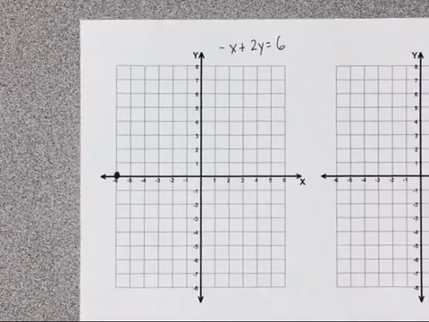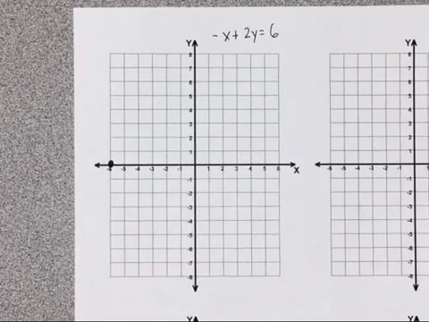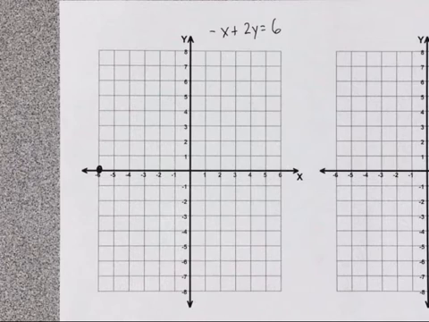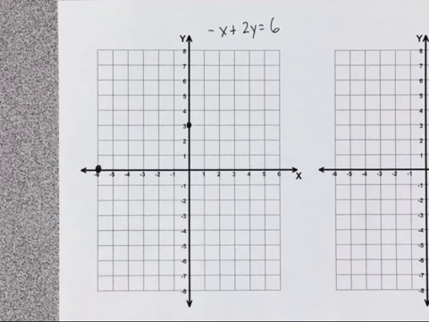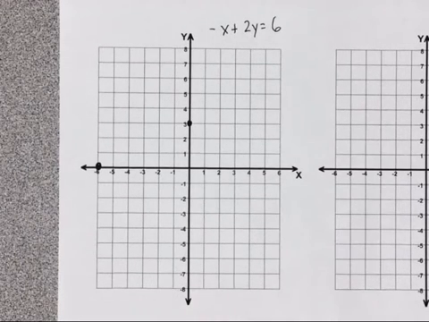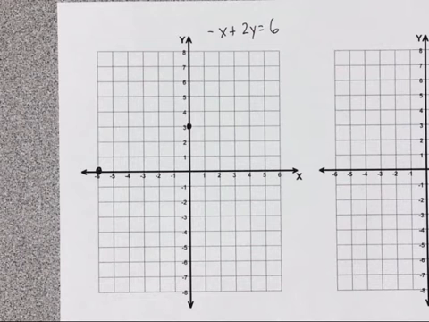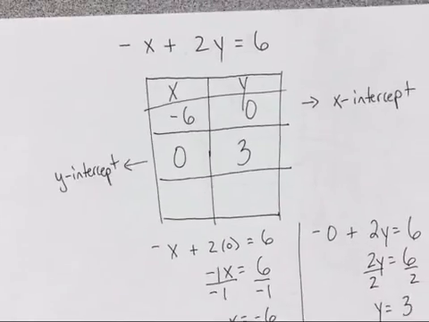So let's graph that on our graph. So 0, 3 is here. Okay, so technically that's enough to graph a line. I mean, like I said before, we only need 2 points to graph a line. We have 2 points, right? So we could connect those dots and draw the line. However, it is nice to have a test point just in case we messed up somewhere along the way. So let's do a third point, a test point.